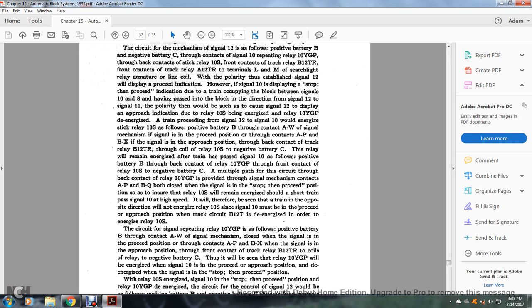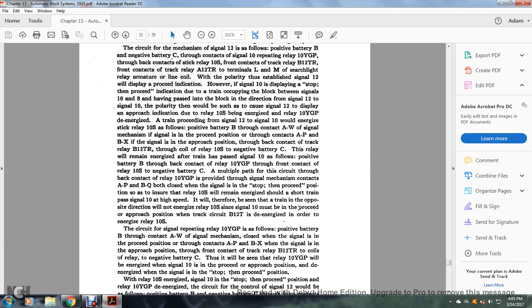The polarity would be such as to cause signal 12 to display an approach indication, due to relay 10S being energized and relay 10YGP being de-energized, with the train proceeding toward signal 12. Signal 10 would energize the stick relay 10S as follows: positive battery B, with the contact AW for the signal mechanism when the signal is in the proceeding position, through the contacts AP and BX when the signal is in the approaching position, through the back contact of track relay B12TR, through the coil of relay 10S, to negative battery C.